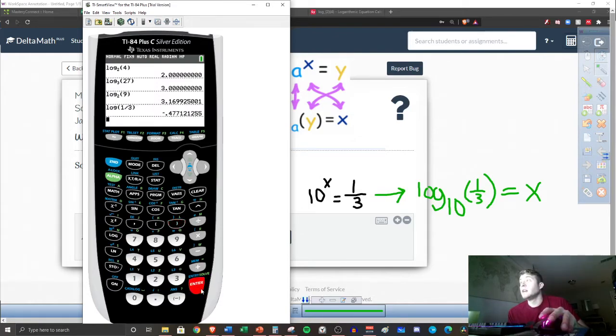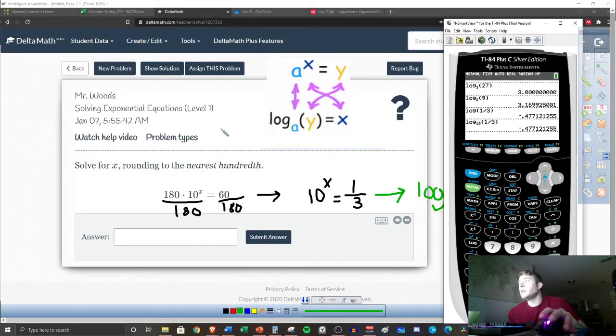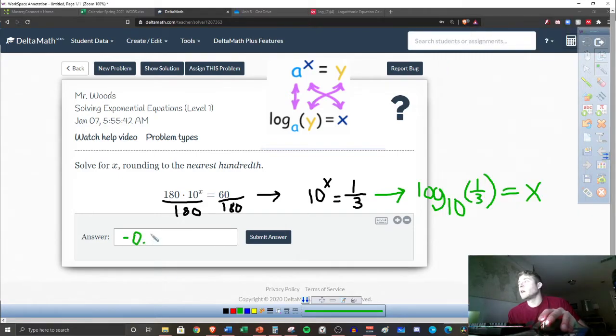So if I hit enter, we get our answer. Let me just do that with the base anyway. If you're always comfortable putting in the base 10, you can. And let's put 1 divided by 3, hit enter. You're getting the same thing. So what does Delta Math want? They want it to the nearest hundredth. So this would be negative 0.48. That's what we want to type in.